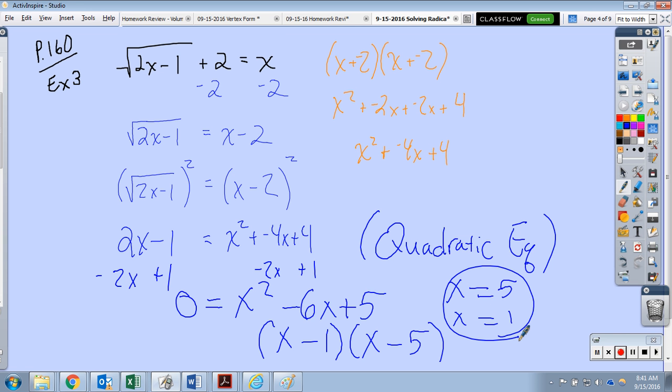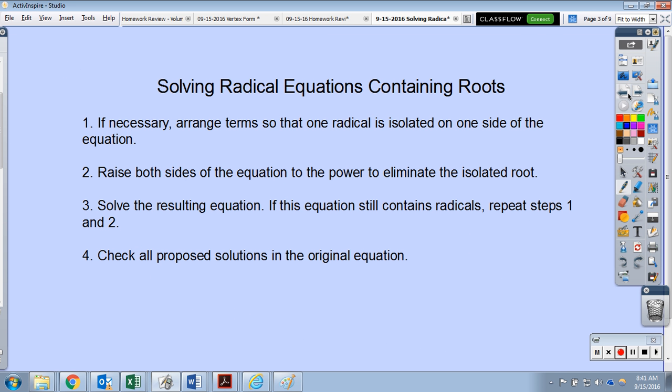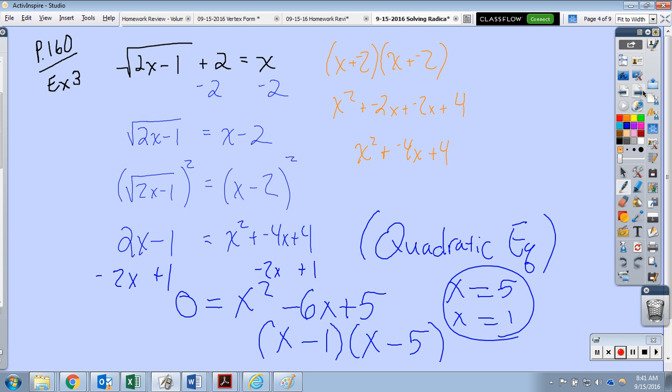Okay. Good job. So now, because we're dealing with a radical, there's that one extra step. Step 4: check all proposed solutions in the original equation. Because when we end up squaring things, we sometimes come up with what are called extraneous solutions, which are basically false solutions. So let's go ahead and test 5 and 1 individually and see if they both work.